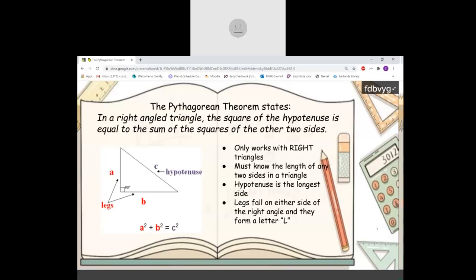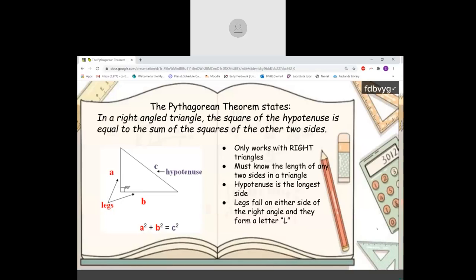Okay, so what we're going to be learning today is the Pythagorean theorem. Can everybody say Pythagorean? Pythagorean. Awesome. I'll help you. Pythagorean. That sounded so good. I'm so proud of you. Good job.